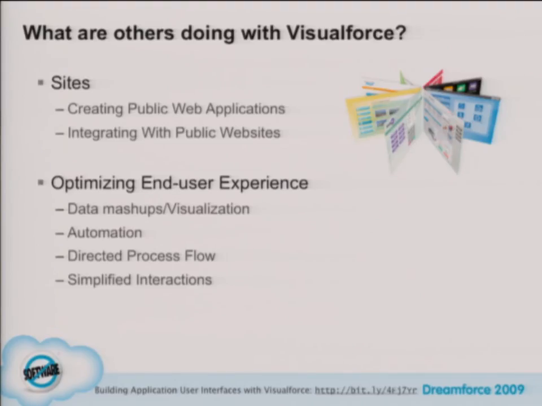Users clicking a button that normally would take them 5 or 6 steps to do, automated for them. Directed process flow, wizards, stepped processes that make it easier for the user to accomplish a task because it's more directed, and simple, much more simplified interactivity for the user.